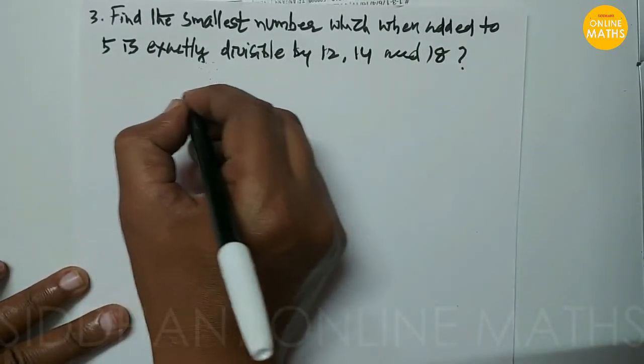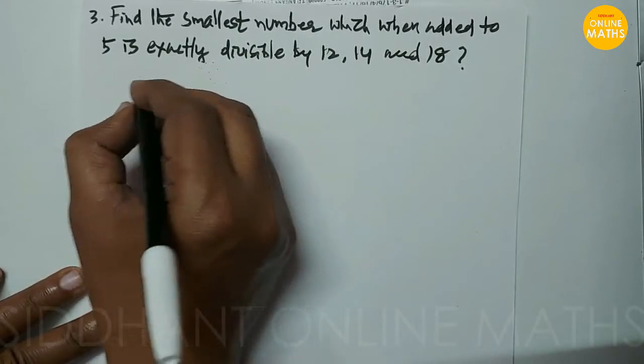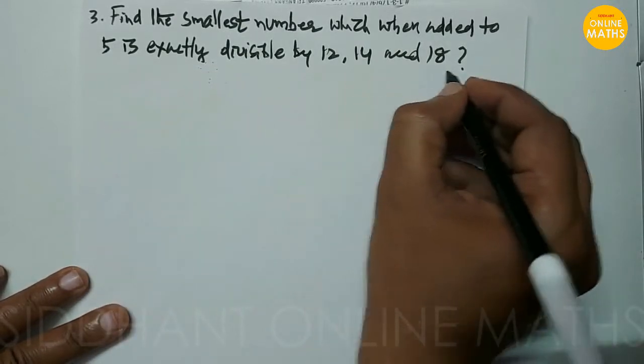Third question, find the smallest number which when added to 5 is exactly divisible by 12, 14 and 18. So here, how we are going to find the number, in the sense we take the LCM of 12, 14 and 18.